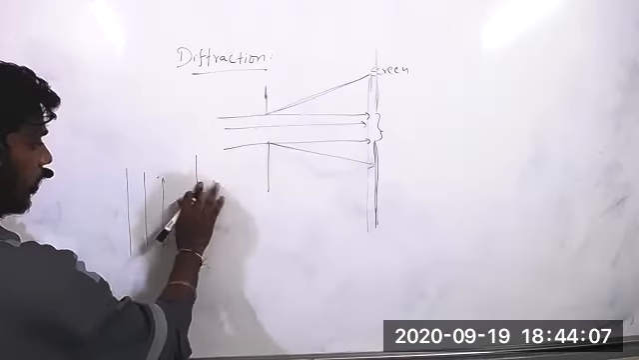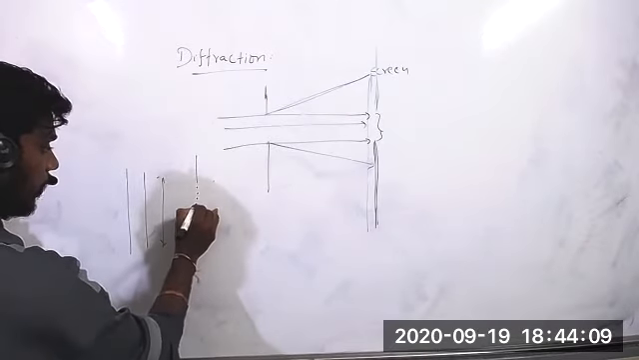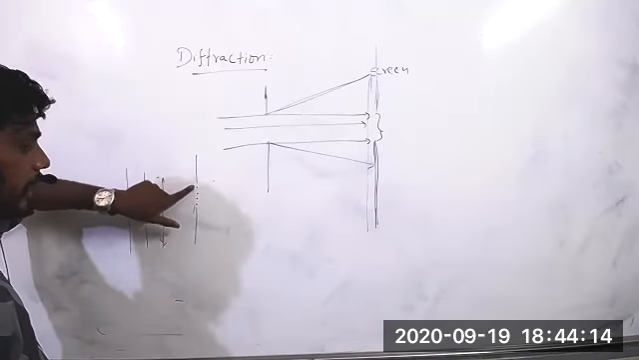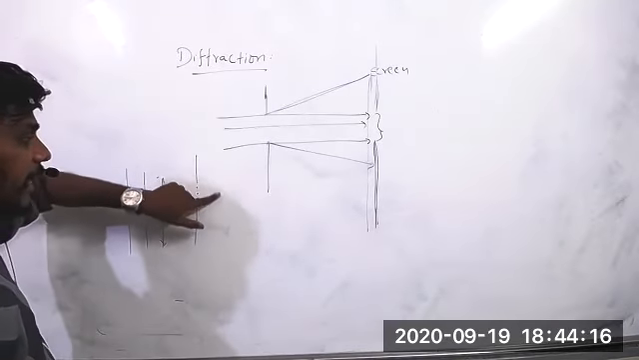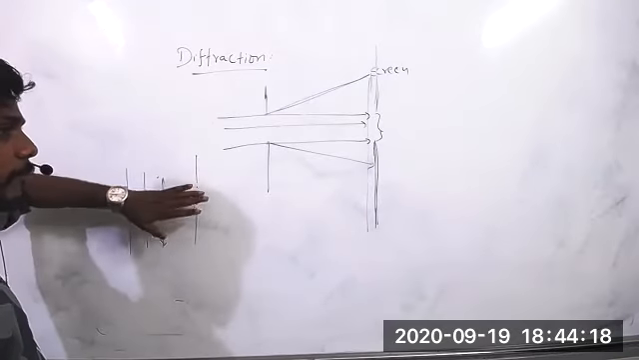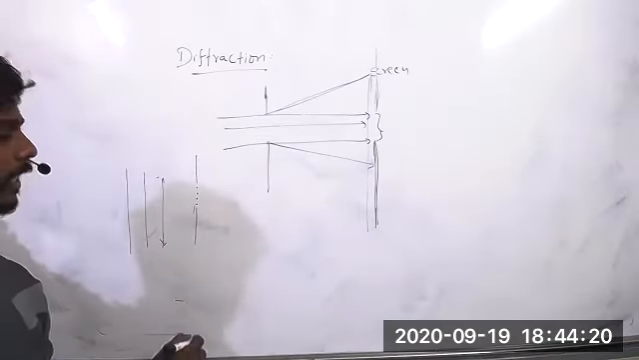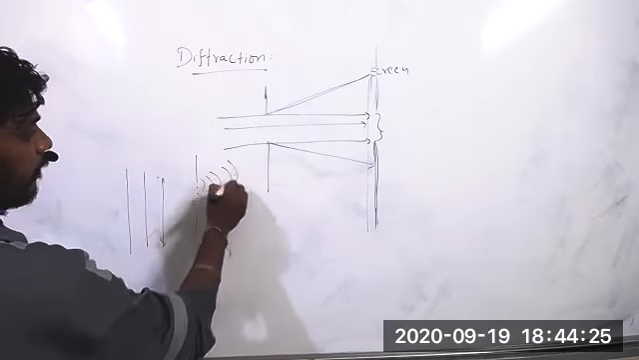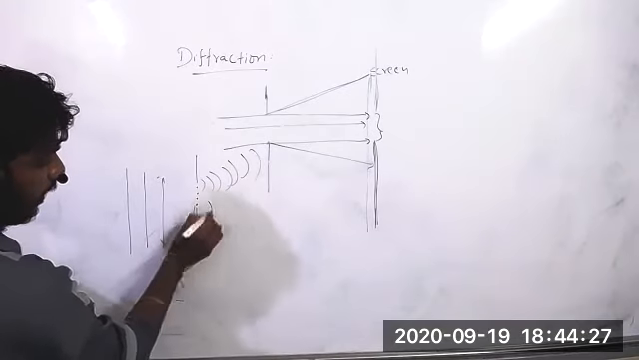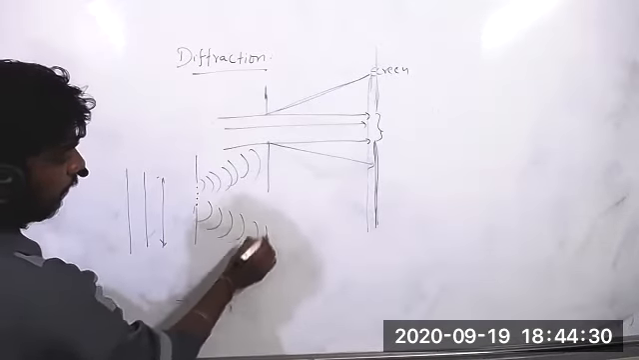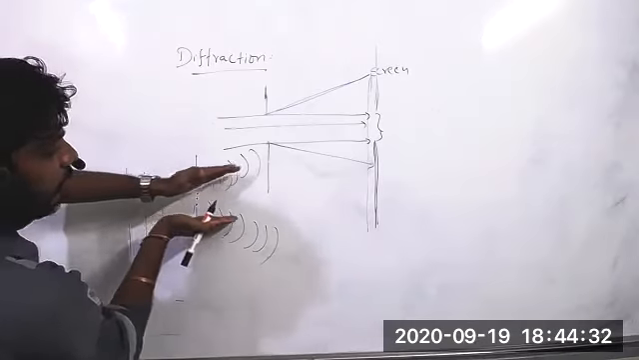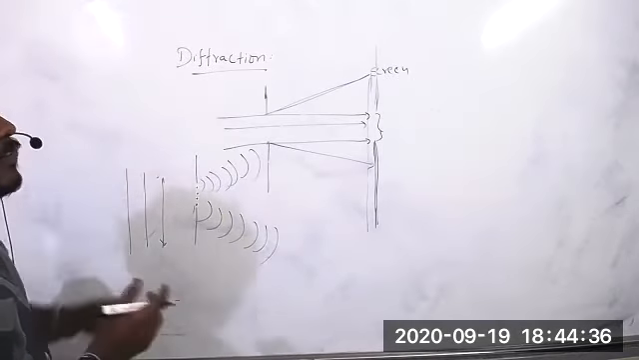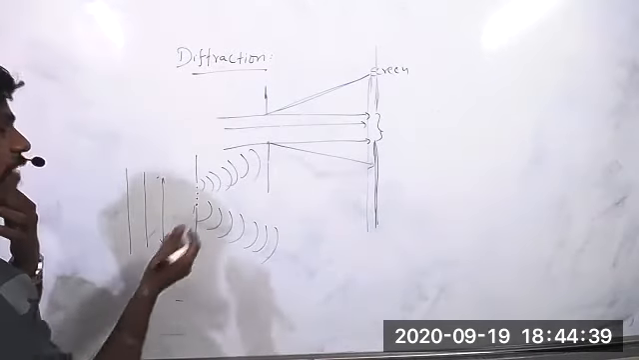Here it is the slit. If you take the plane source, on each and every plane source there are some points. Each and every point acts as a secondary source, right? So it will emit spherical waves like this. If you take this point, it will emit spherical waves like this. So light will bend like this. Light bends because it has wave nature also, not only particle nature.